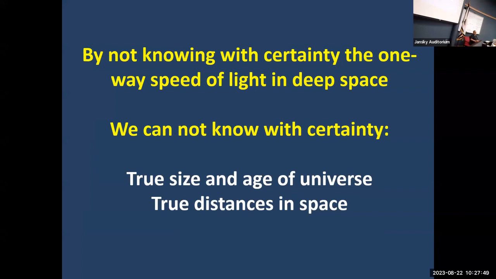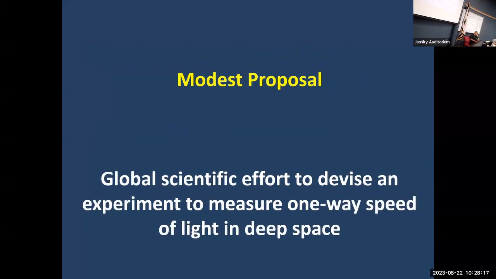So here's the essence of the problem. By not knowing with absolute certainty the one-way speed of light in deep space, we cannot know with certainty the true size and age of the universe or true distances in space. I think that's a pretty profound challenge to anybody involved in the sciences, to think through this problem.